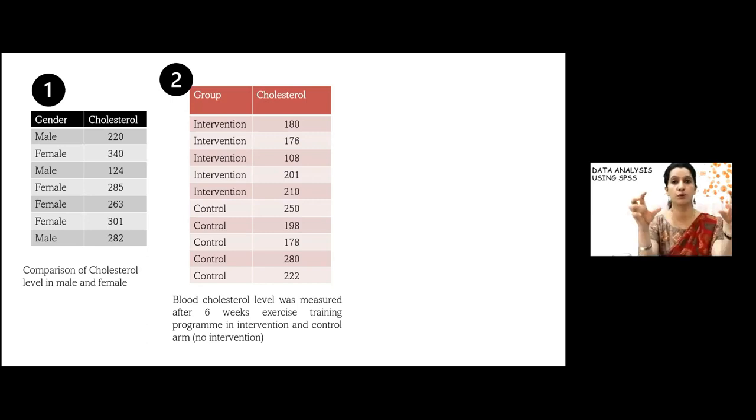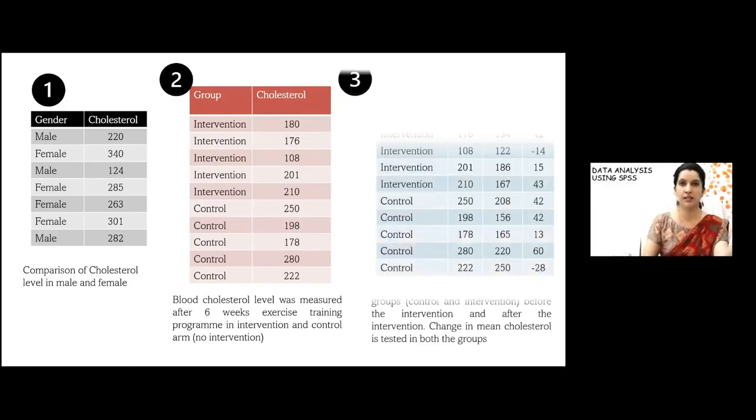So there are 2 groups. One is the intervention group and the other is the control group, like we do in a randomized control trial. After that intervention, you measure the cholesterol level both in the control and in the intervention group, and you see whether there is a mean difference of these cholesterol values or not. This could be the second study design.